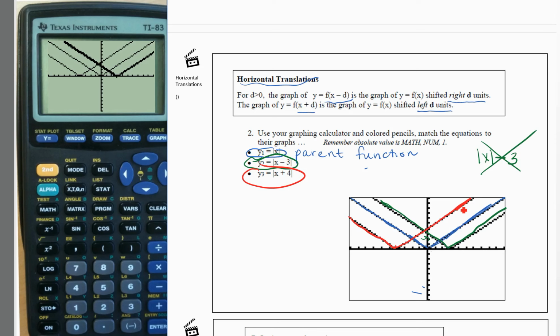Okay. So one thing I always tell students, to tell the difference whether you're doing a vertical translation or a horizontal translation: if it's outside where your x is, if it's squared or in an absolute value or anything, then it's a vertical translation. If it's inside where your x is, like here these were inside the absolute values, then it's a horizontal translation.